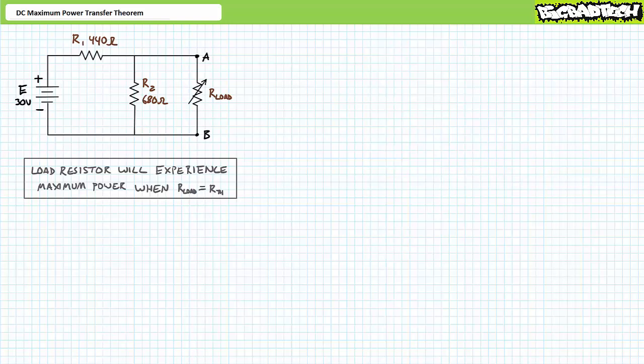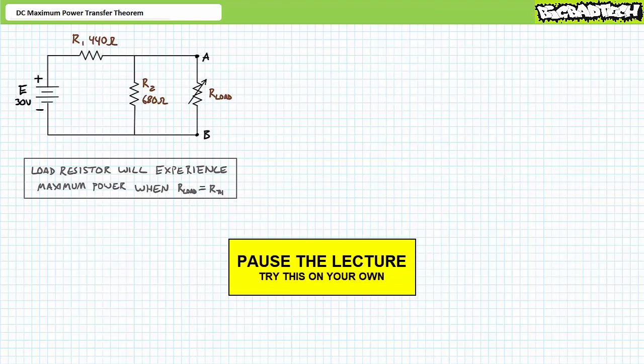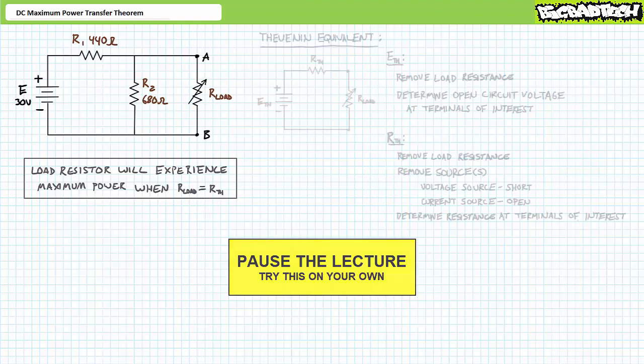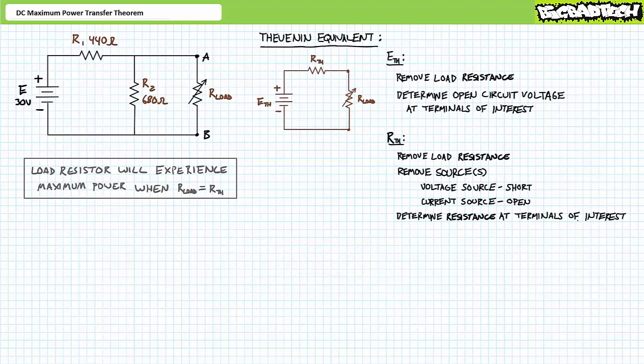Consider this series parallel circuit supplying variable load resistor R load. R load will receive maximum power when R load is exactly equal to the Thevenin's equivalent resistance for this circuit. By all means, pause the lecture and see if you can use Thevenin's theorem to find the Thevenin's equivalent voltage ETH and the Thevenin's equivalent resistance RTH. If you're tracking, you should have obtained the following results. If you've been following this lecture series in its intended order, you'll realize that this is the exact same circuit we used to introduce Thevenin's theorem.